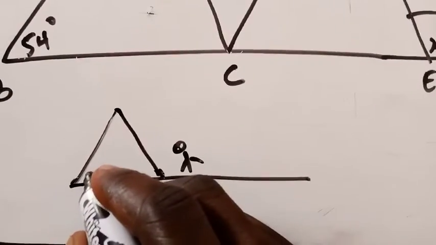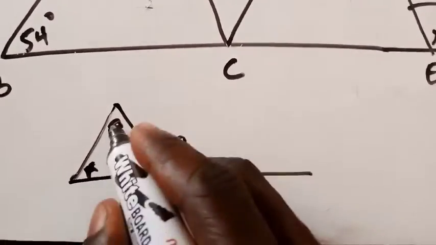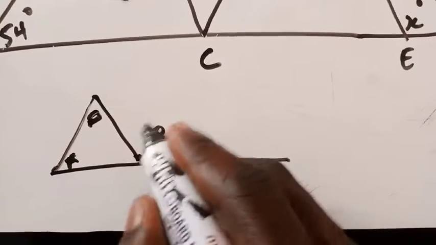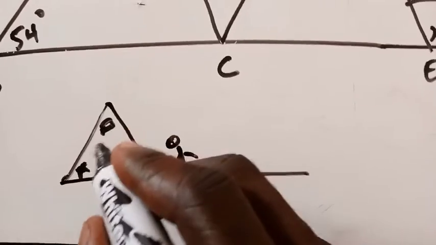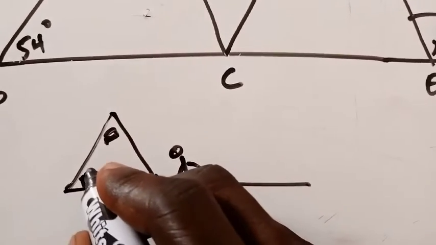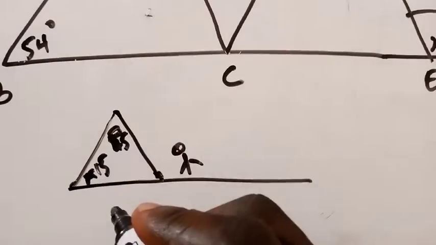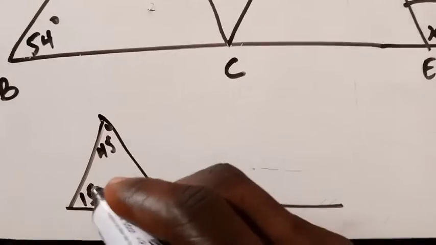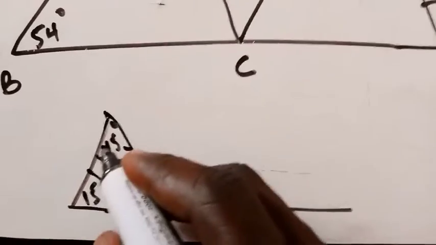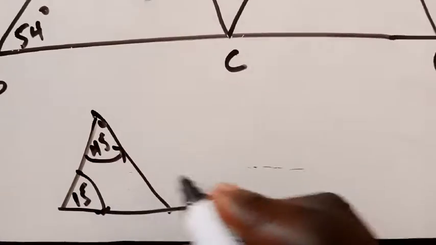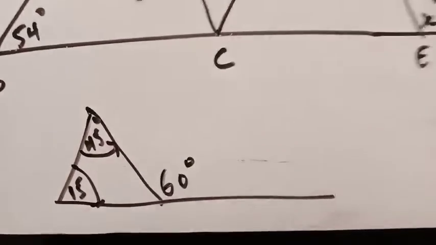Now, if there's one angle here and another angle here, these two angles, if you sum them together, give the value of the exterior angle. What I mean by that is, if this one is equal to, let's say, 15 degrees, and this one is equal to 45 degrees, and I sum these two, I should have the value of the one outside. That will give us 60. Is that okay? That is the definition.